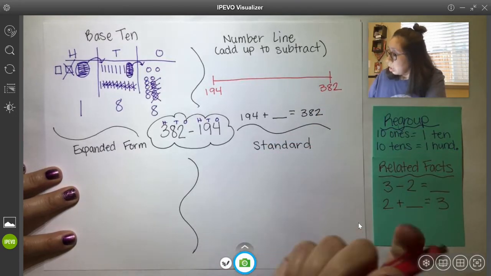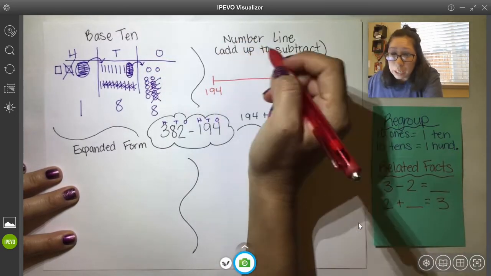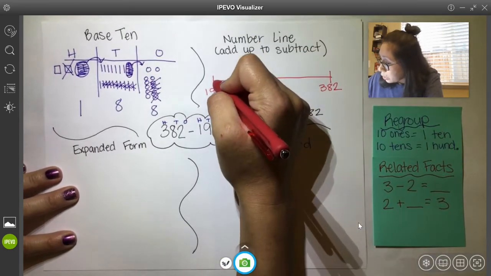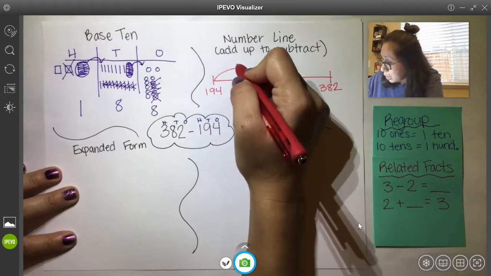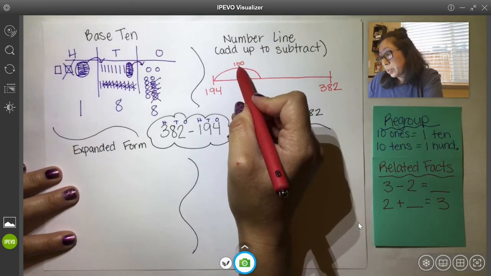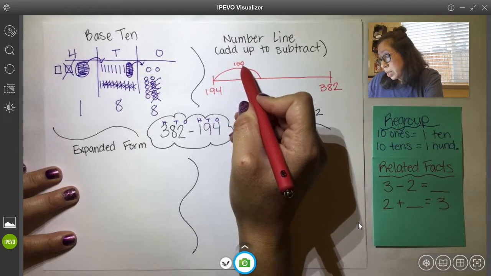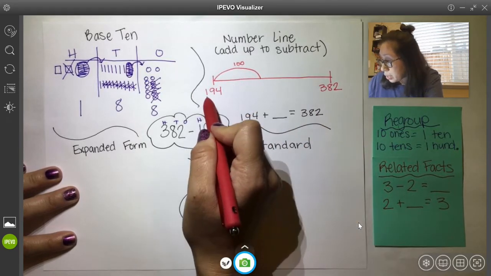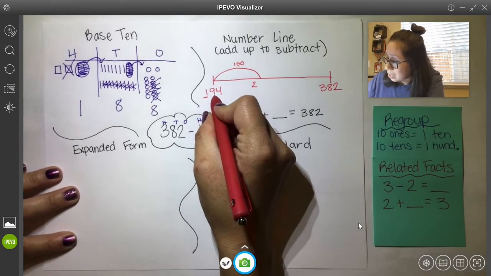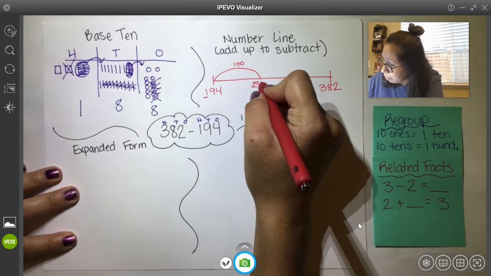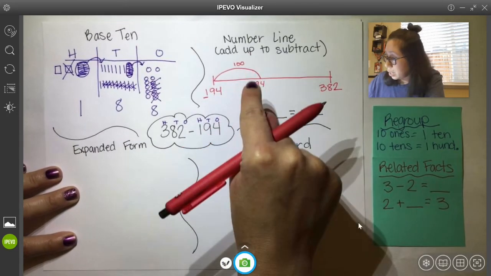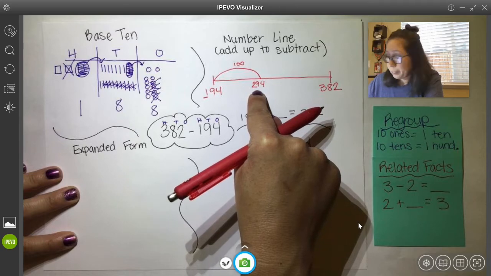So I'm going to try and add as many numbers as I can in the easiest way I can. So I'm going to start with adding 100 because that's easy to add in my head. Now, 100 has no tens and no ones. So I'm going to do 100 plus 100 equals 200. And then the tens and the ones stay the same. So 194 plus 100 is 294.